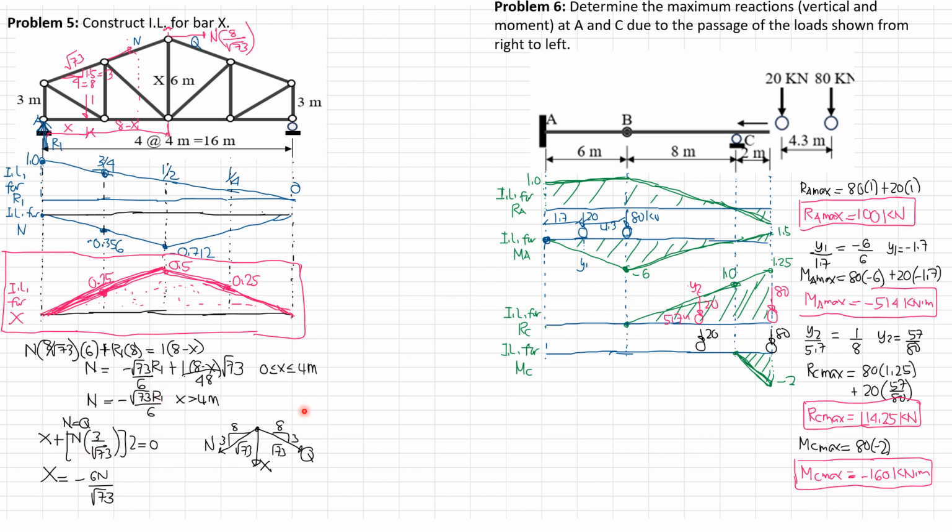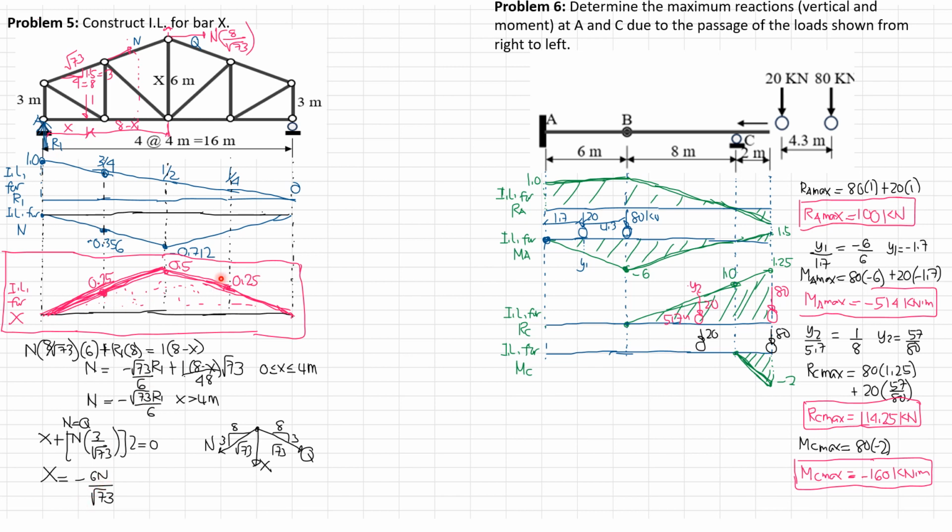Finally, considering this joint, summation of forces vertical equals 0 because N is equal to Q. I already explained the summation of forces X. So N is Q. So X going down positive, X plus the vertical component of N times 3 over square root of 73, we multiply it by 2 because Q is equal to N, equals 0. So X is negative 6N over square root of 73. This is the formula. That's why when N is negative 0.356, X is 0.25.